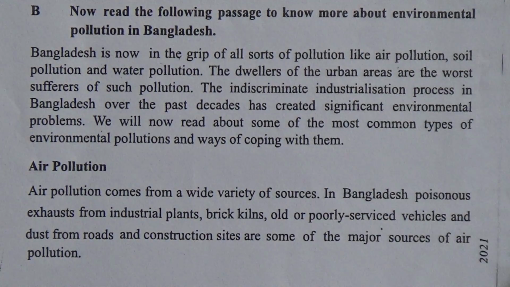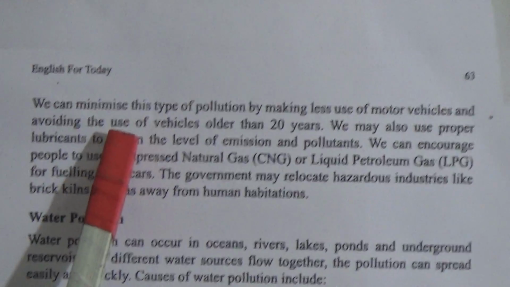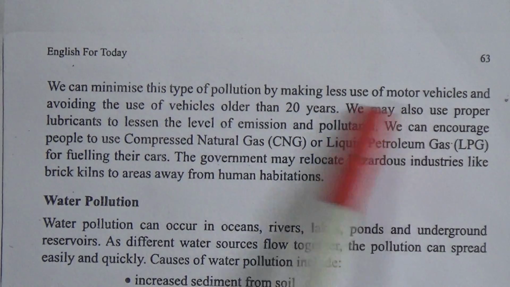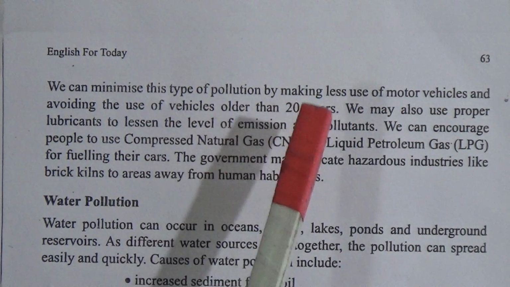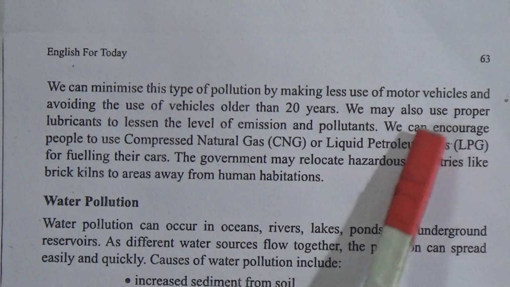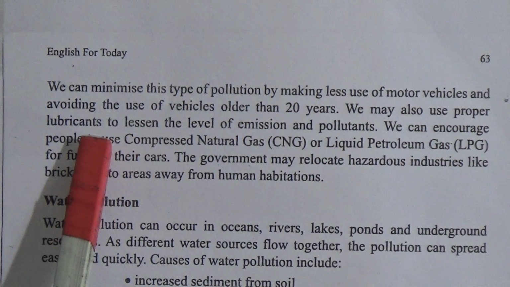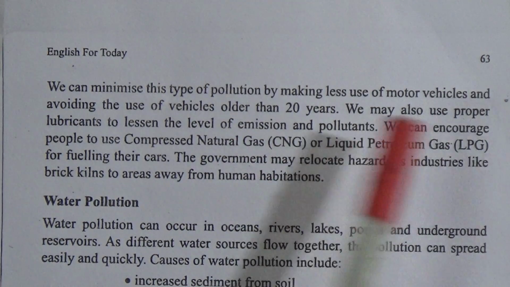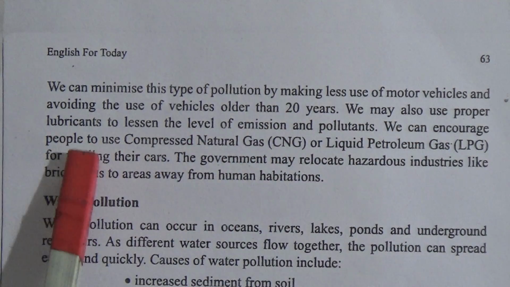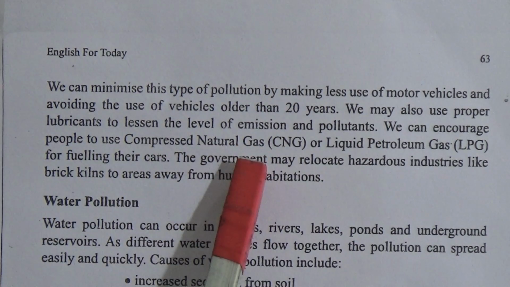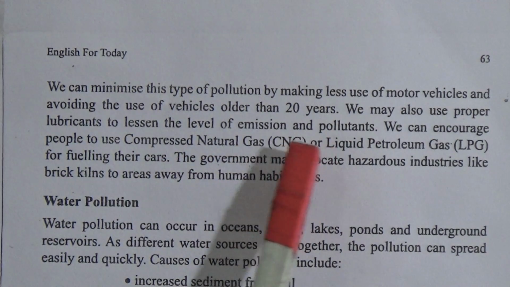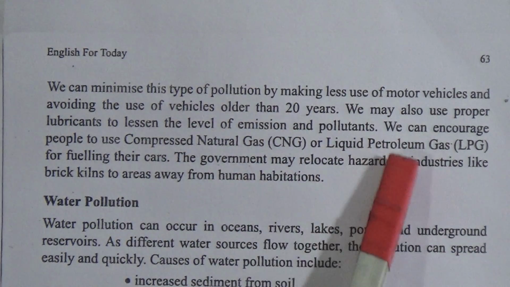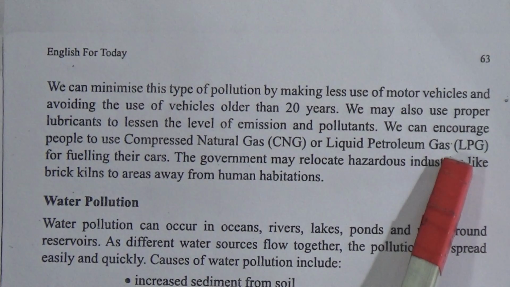Now come to page number 63. We can minimize this type of pollution by making less use of motor vehicles and avoiding the use of vehicles older than 20 years. We may also use proper lubricants to lessen the level of emission and pollution. We can encourage people to use compressed natural gas, or in short CNG. CNG means compressed natural gas, or liquid petroleum gas, in short LPG.